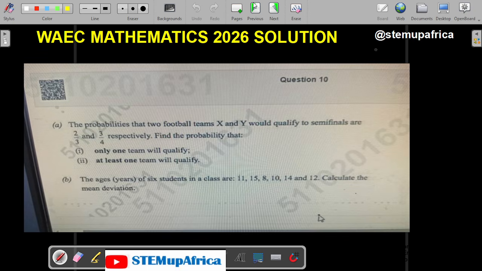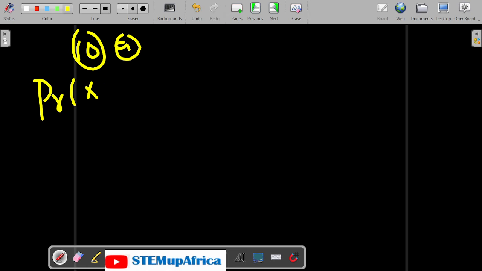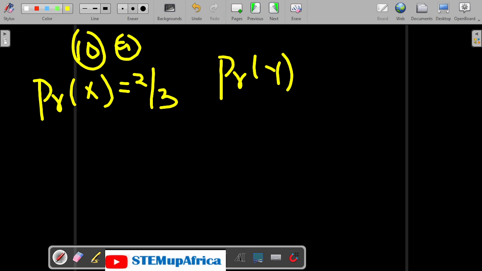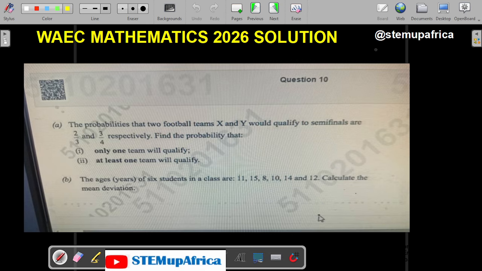So let's look at question 10. We have not done question 10. Let's check question 10. The probabilities of two football teams, X and Y, qualifying for the semi-finals are 2/3 and 3/4. So let's group them. Question 10A: the probability of X qualifying is 2/3, and the probability of Y qualifying for the semi-finals is 3/4. Those are the data given to us, respectively.